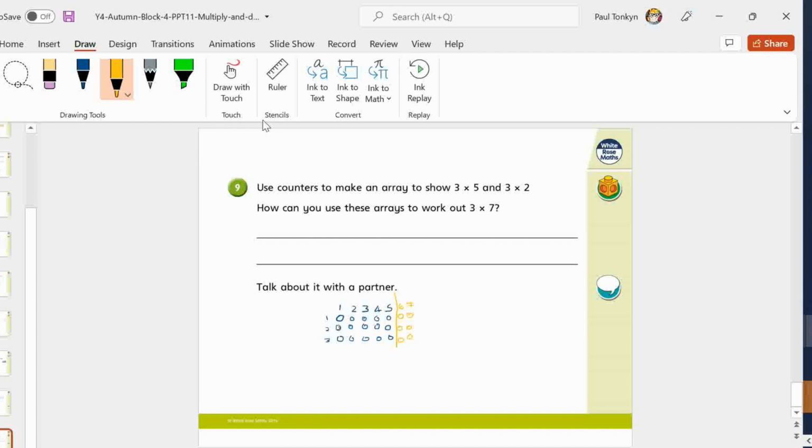Okay. So this is 7 times 3. Now, if you add up all the counters, you will get 3 times 7. But then you can break it down like this. 5 times 3 equals 15. And then you've got 2 times 3 equals 6. So then you have to do 15 plus 6 to get your answer, which is 21. But you knew that already because you know your 7 times table.